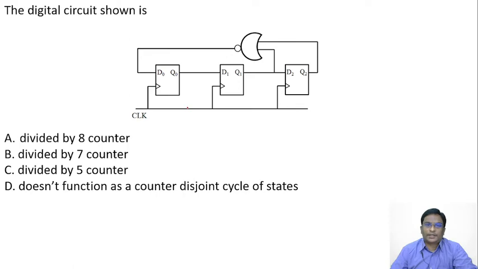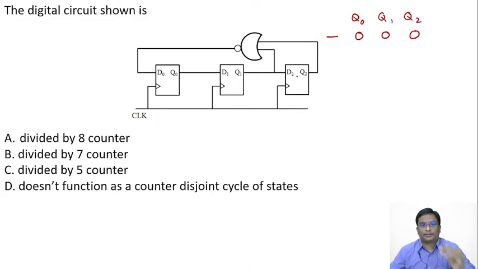Simply take the states. I'm writing the states here: Q0, Q1, Q2. Let us assume initial conditions, let this be 0, 0, 0. Let us give some clock pulses and check the states. Here, the output of the first stage is given as input of the next stage, and this stage's output is given as input to the next stage.